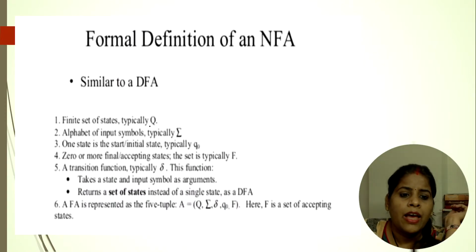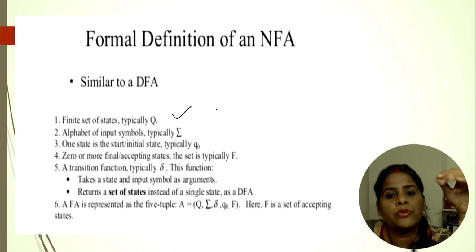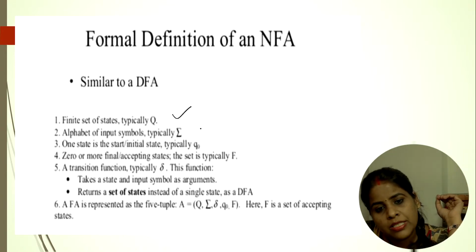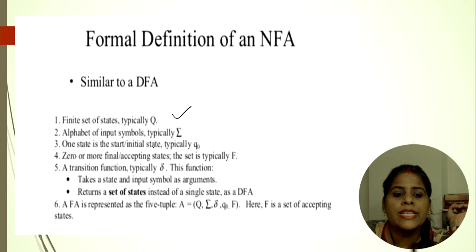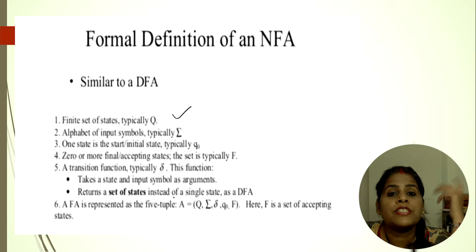Now see, finite set of states, typically Q, as we know that Q0, Q1, Q2 and whole states in a group are called capital Q. Alphabet of input symbol, typically summation. Okay, one state is the start initial state Q0, 0 or more final accepting states, the set of type F. A transition function takes a state and input symbol as arguments, and returns a set of states.